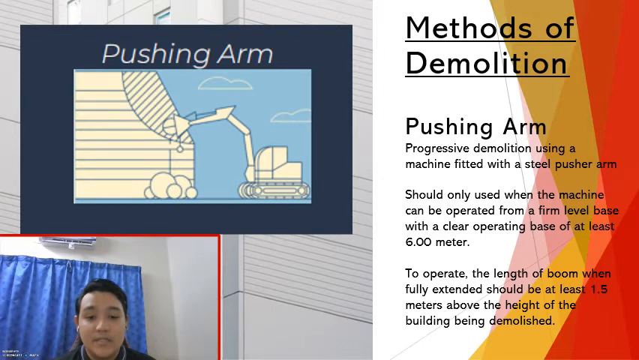To operate this machine efficiently, the length of the boom when fully extended should be at least 1.5 meters above the height of the building to be demolished. Finally, the pusher arm should not be overloaded and should be operated from outside of the building to avoid accidents.